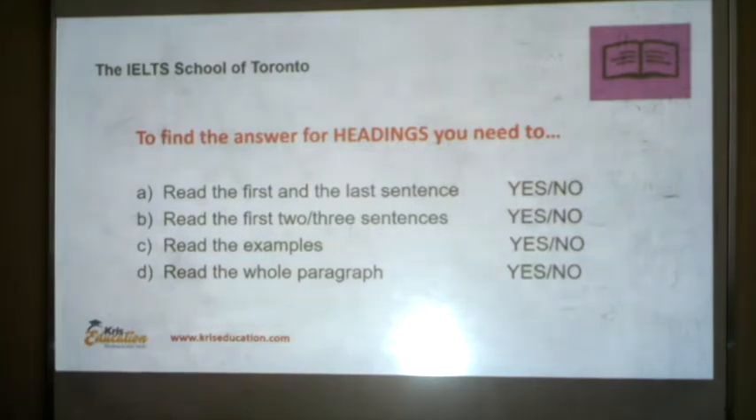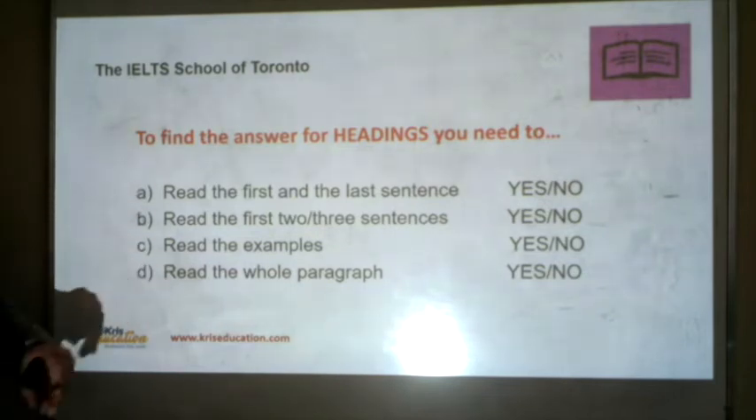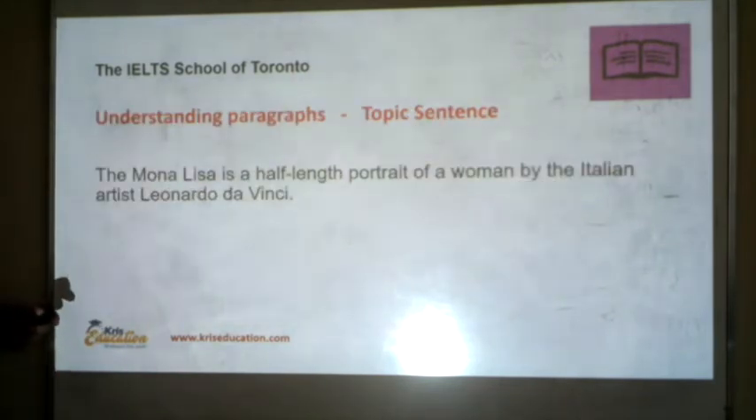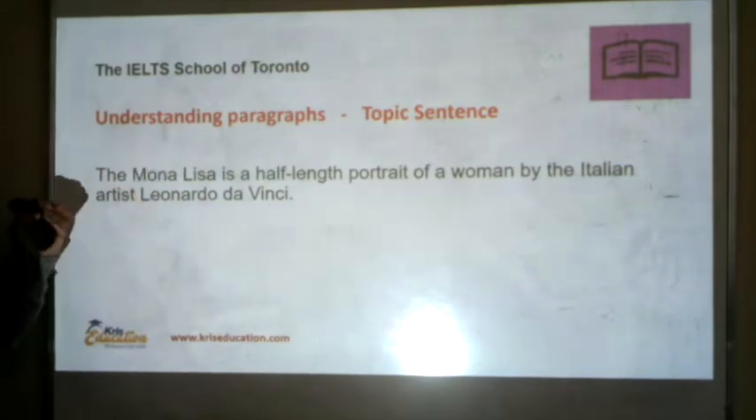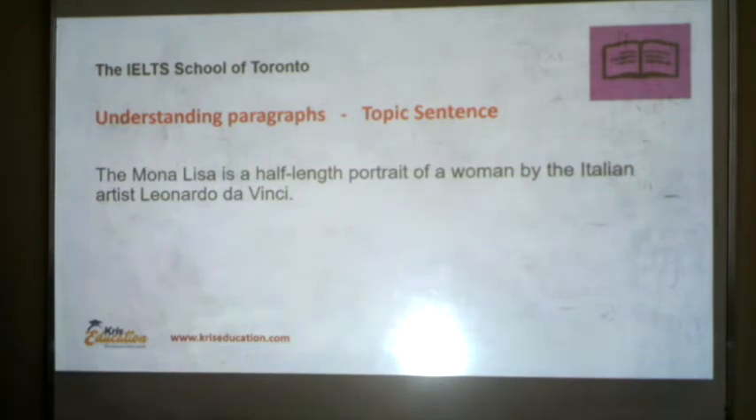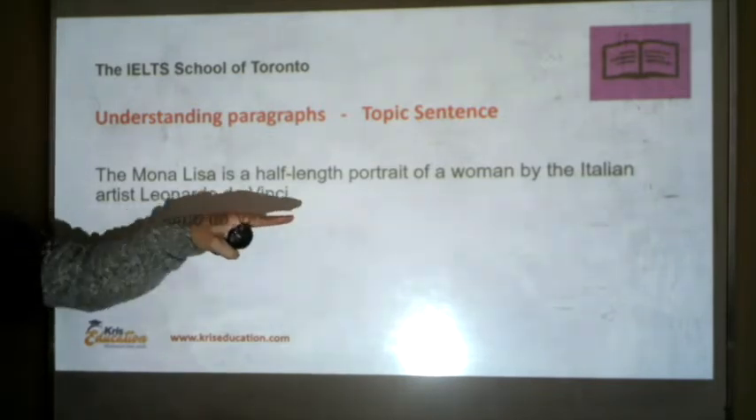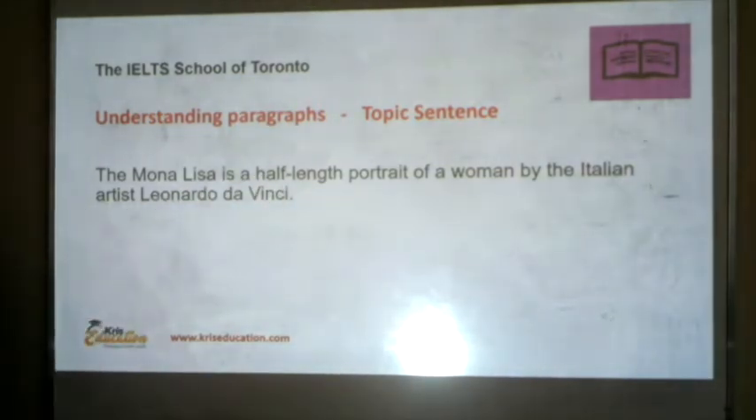All right. In order to understand what's the best thing to do, let us look at an example together. This is the first sentence of a paragraph. So the sentence reads, "The Mona Lisa is a half-length portrait of a woman by the Italian artist Leonardo da Vinci."